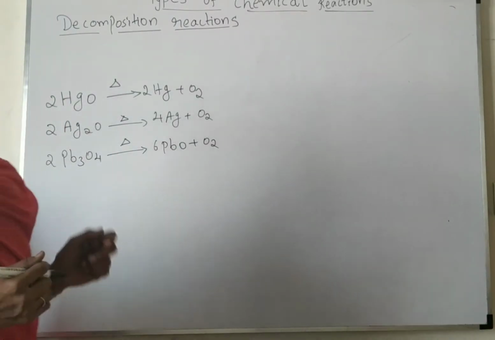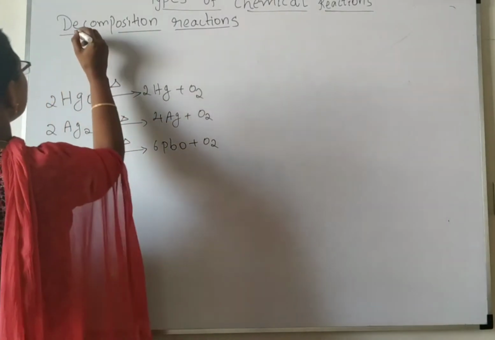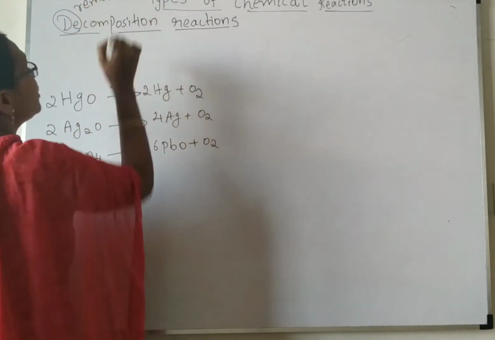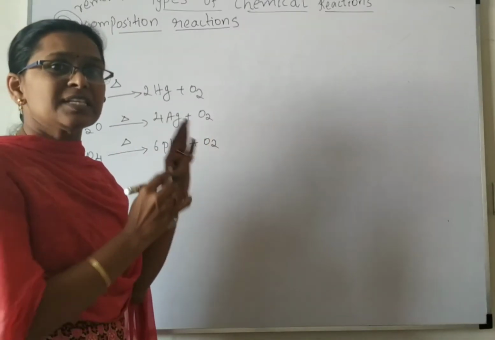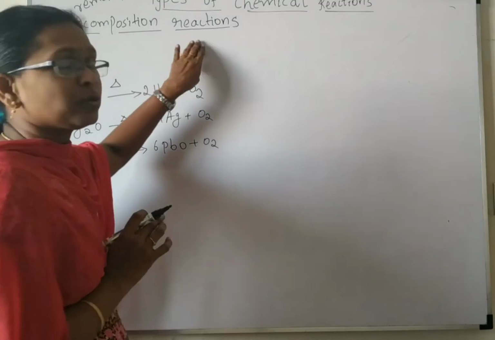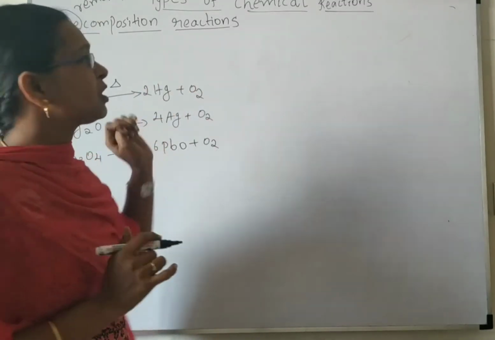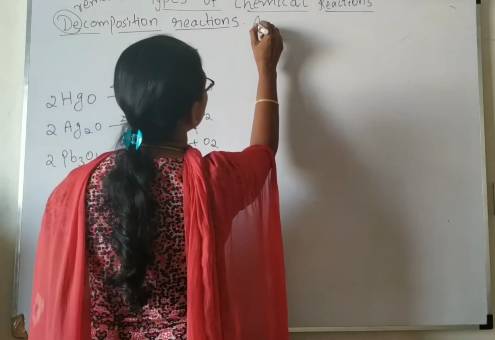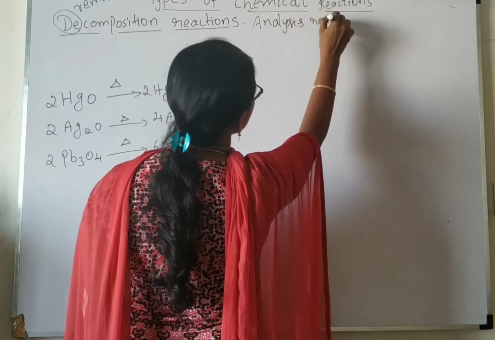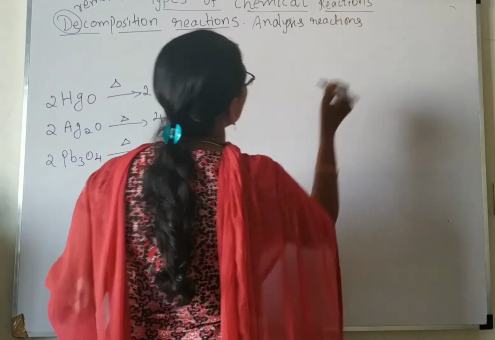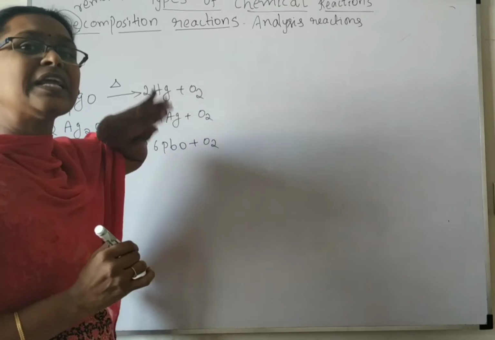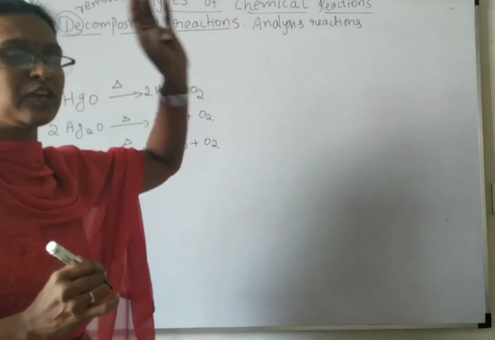Next one, decomposition reactions. So we usually say removal. We are now doing removal of composition. Some atoms are there in that compound, and we are going to break those compounds. Okay. So decomposition reactions we can also call analysis reactions. We are analyzing how many atoms are there, and those atoms are rearranging to form different compounds. Okay.